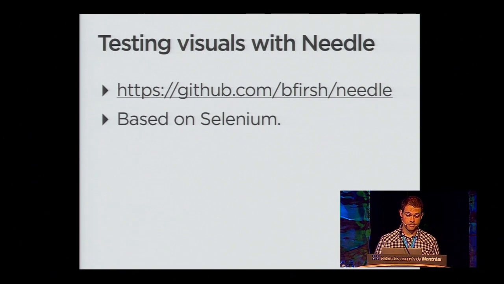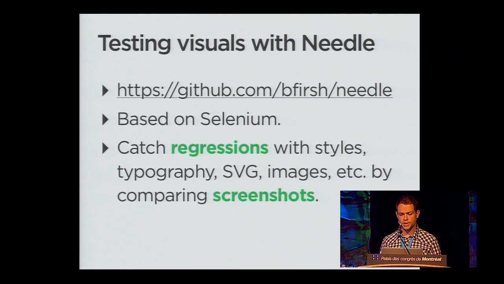It's based on Selenium, and it will catch any regressions in the display of your site, for example, that might be your styles or your CSS, typography, SVG, images, basically anything that would be visually represented on your site. And it will do that by actually taking screenshots and comparing screenshots over time. And if it spots any differences between the screenshots, then it will fail with a standard test failure.